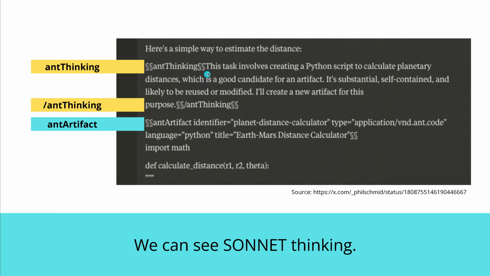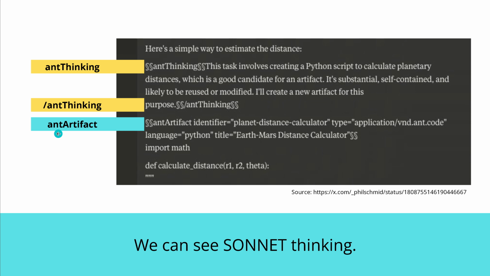And you see that Claude Sonnet thinks, hey, this task involves creating a Python script to calculate the planetary distances, which is a good candidate for an artifact. And I show you the artifact here. It is substantial, self-contained, and likely to be reused or modified. I'll create a new artifact for this. And then we can see how Sonnet is thinking.